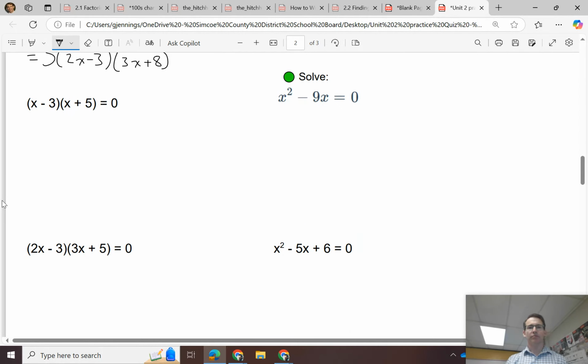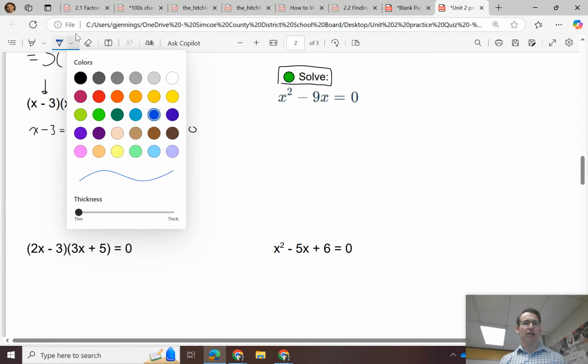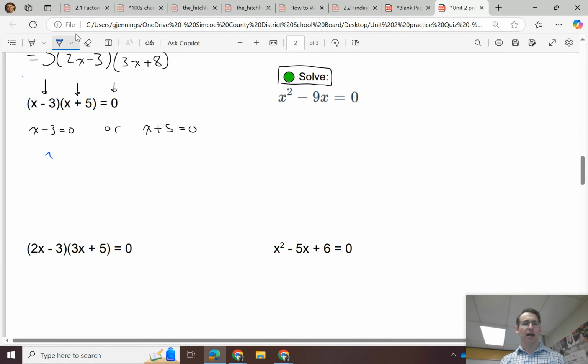Okay, now here, we've been asked to solve. This is a little bit different than factor, but it uses our knowledge of factor in order to do that. Here I have two things that multiply to 0, so one of them must be 0. So that is to say either x minus 3 equals 0, or x plus 5 equals 0. And in these cases here, we're going to work in blue. This is x equals 3, and this is x equals minus 5. Circle both so that I see both your answers.